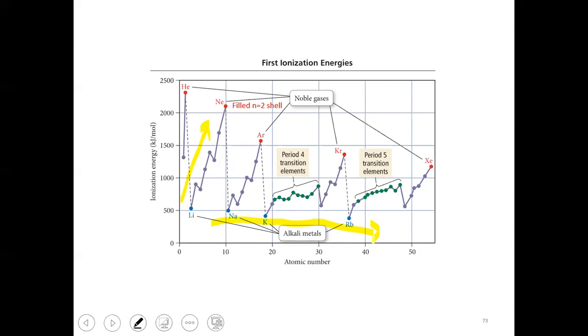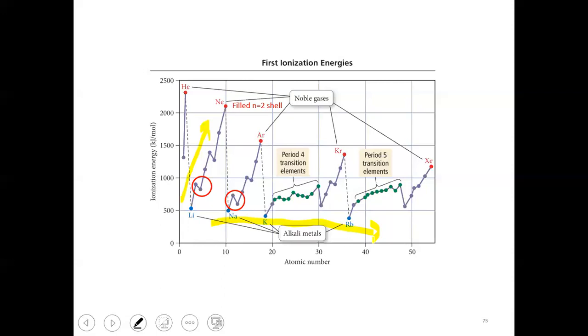Let's consider, for example, period 3. Remember, these elements in period 3 have a completely filled n equals 2 shell, right? And so it makes sense that as you add electrons, they have an increasing effective nuclear charge.